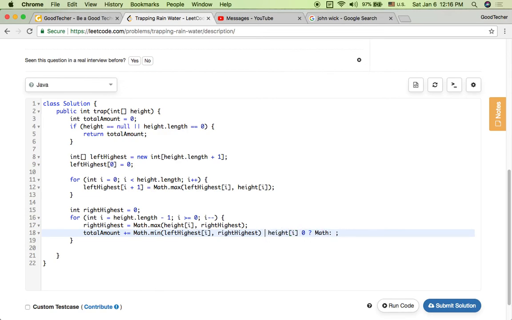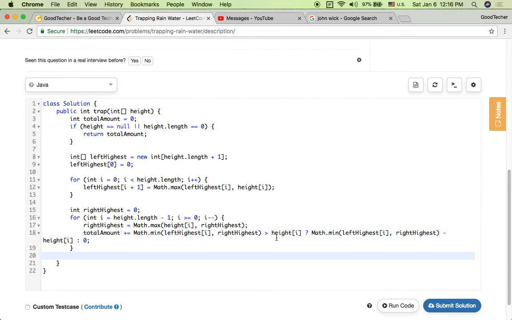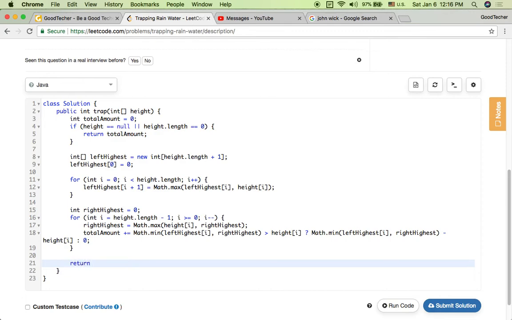That would be just this, if it is greater than the current bar: left highest i, right highest, minus. So we use the difference. That's the amount of water it can hold. Otherwise, it's just a 0 amount we can add to the total amount. Then finally we can return this total amount.